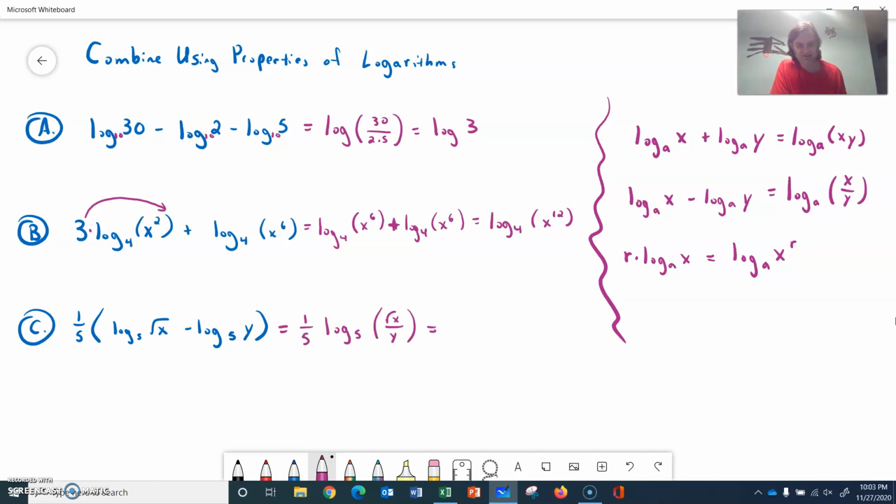And if I want to take the 1/5 inside, I can make it log base 5 of square root of x over y to the 1/5, which means a fifth root, but we're just going to leave it like that. So just trying to get everything in terms of one log instead of several logs added or subtracted together.